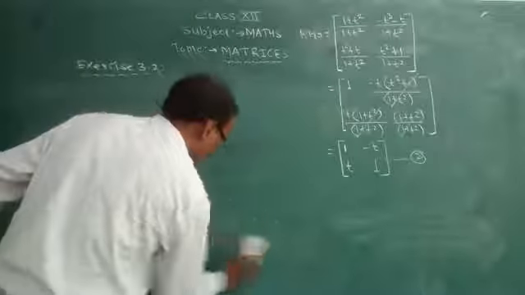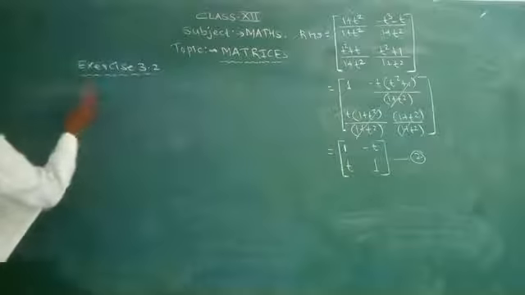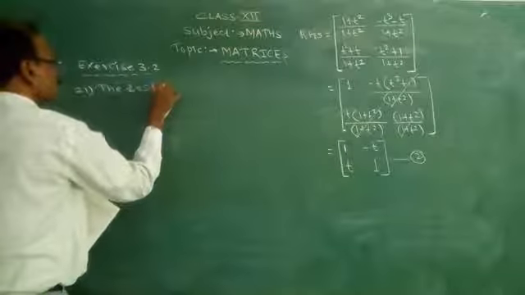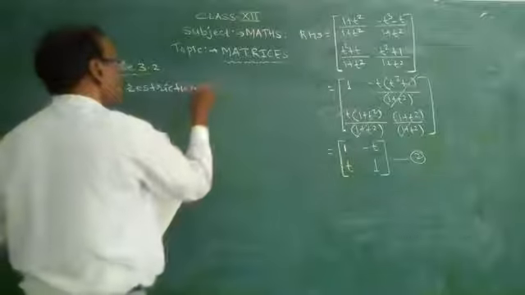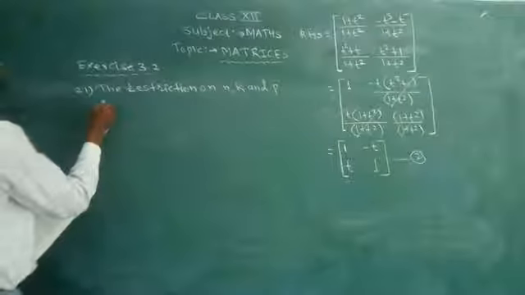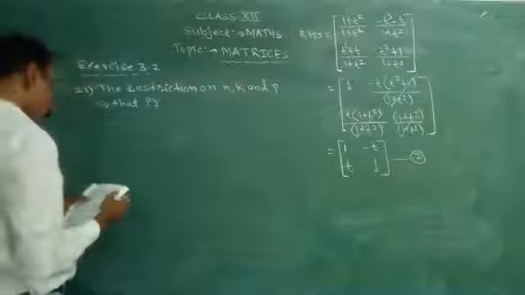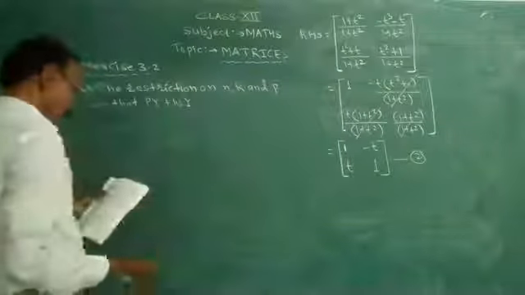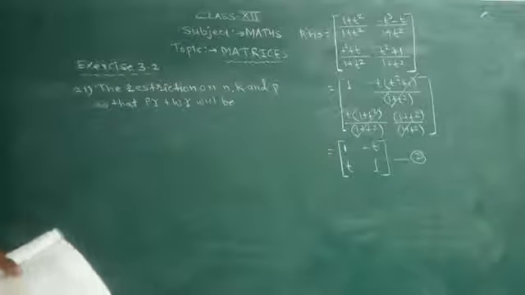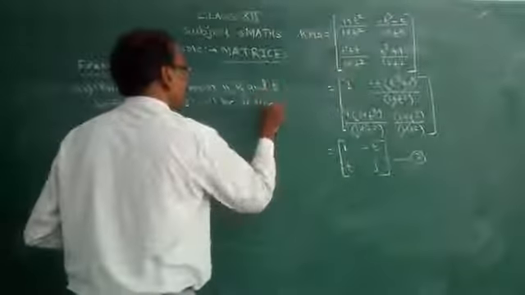Next, question number 21. The restriction on n, k and p so that PY plus WY will be defined.